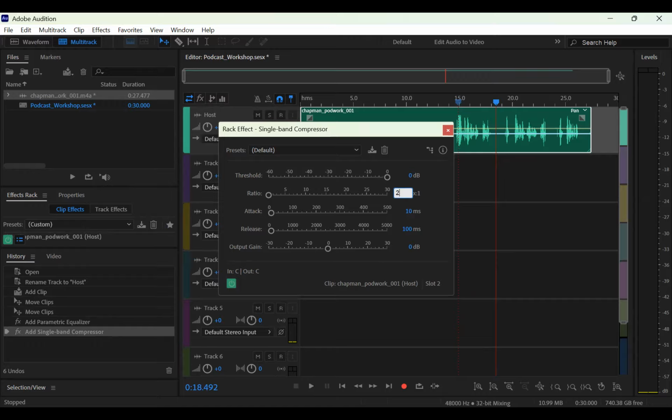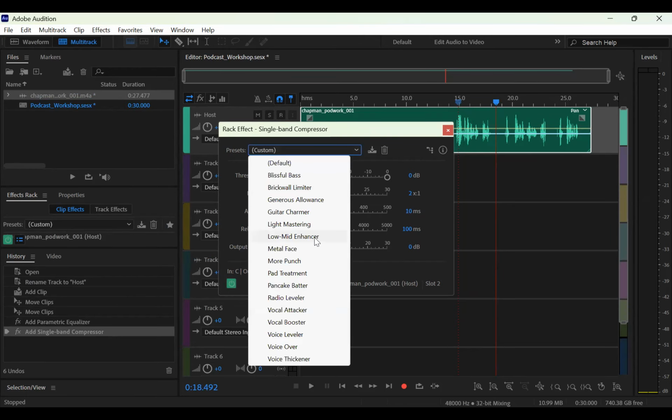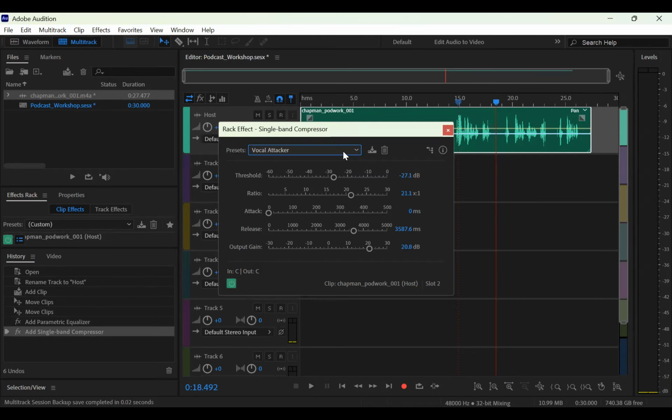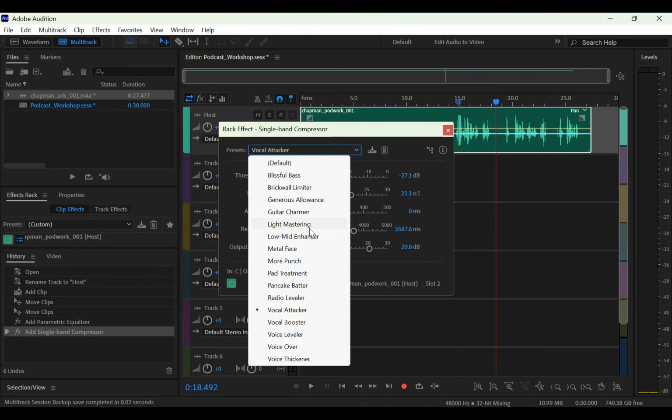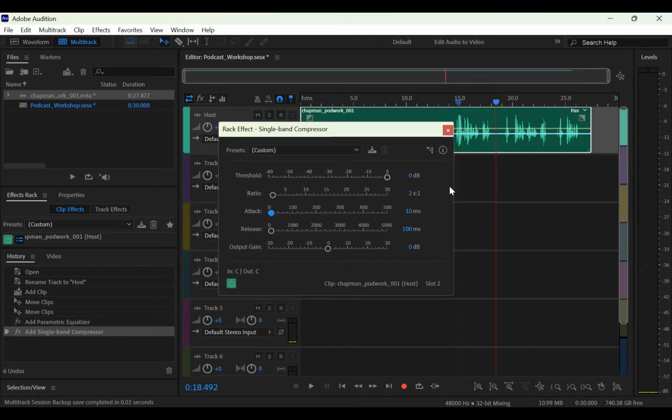So you can put that on 2.1 or 2 to 1. That's input to output. And then there's an attack amount of time in milliseconds. Again, this is where I say there are presets and things like that. You can do a vocal attacker or something like that. That 21.1 sounds way too high. And you don't really need that much, honestly. So I'm actually going to go back to the default and just go 2 to 1.